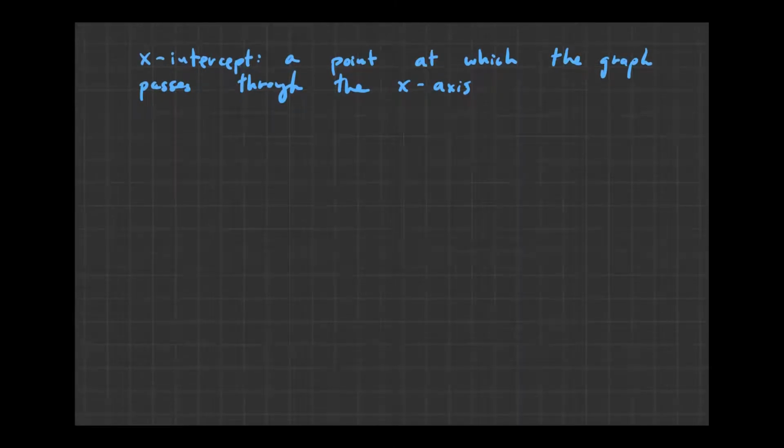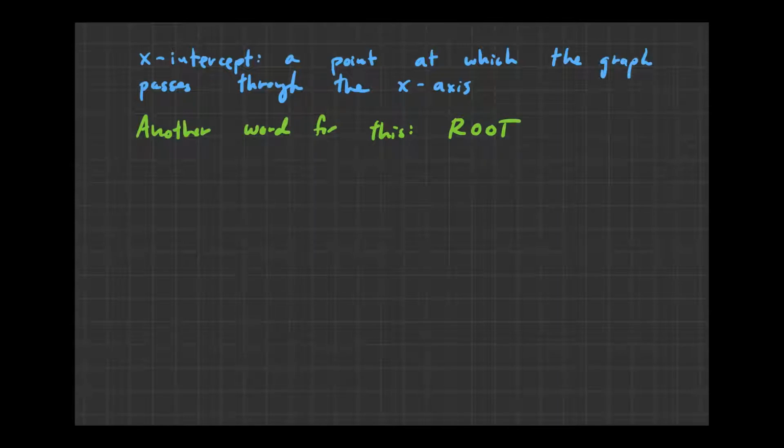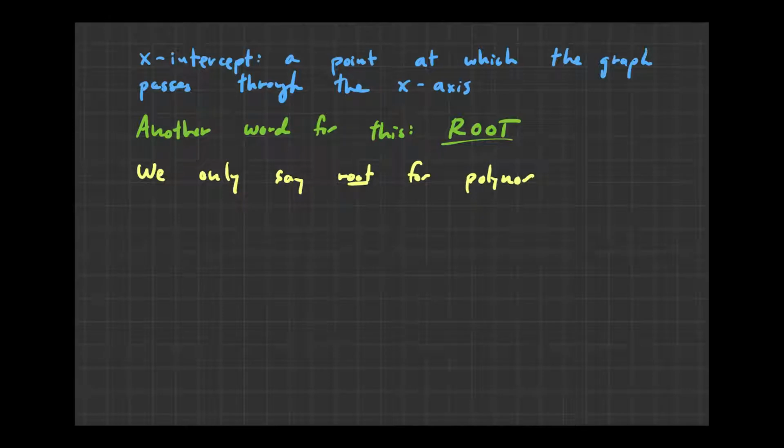Another word for this is a root. But we only use the word root when we're talking about a polynomial. So far, almost every function that we've looked at has been a polynomial of some kind, so we don't have to worry too much about using the word incorrectly. In general, we'll just call them roots. So a root is where a polynomial passes through the x-axis. Okay.